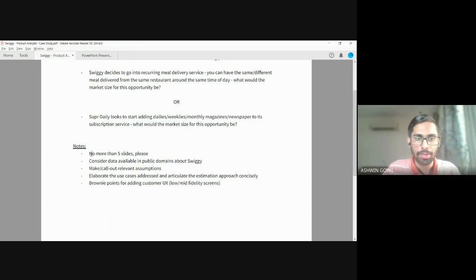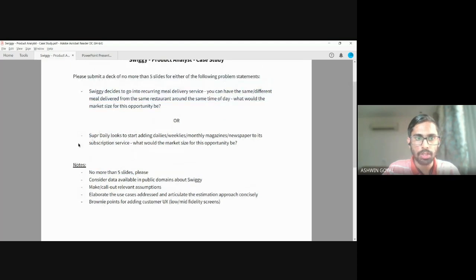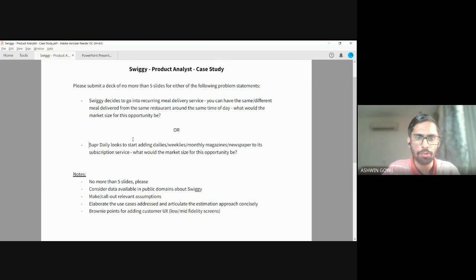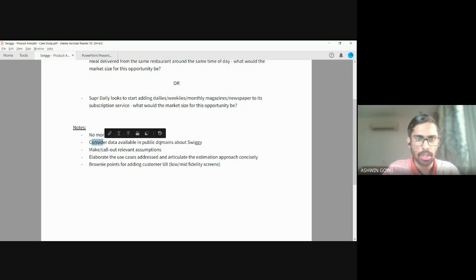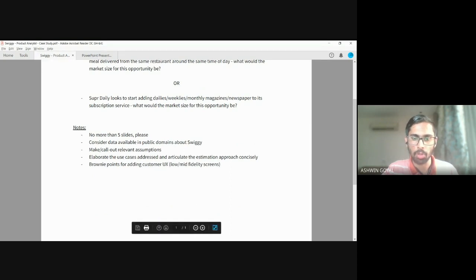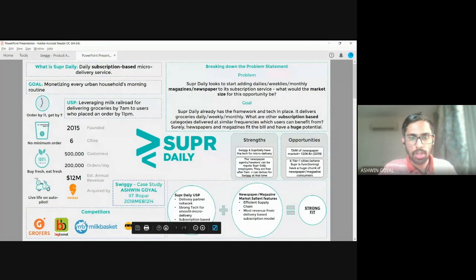And no more than 5 slides, all this criteria was there. Then there was this question also, but I chose to go forward with this. You usually get only one question, but here they had given a choice. People went for recurring meal delivery service, market size for the recurring meal delivery service. Then consider data available in public domains. These were some of the instructions that we got. And then customer UX, if we add some UI screens, that would help us get some brownie points. So that was the case study.